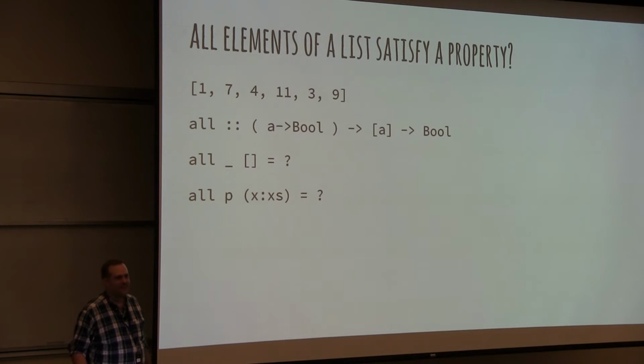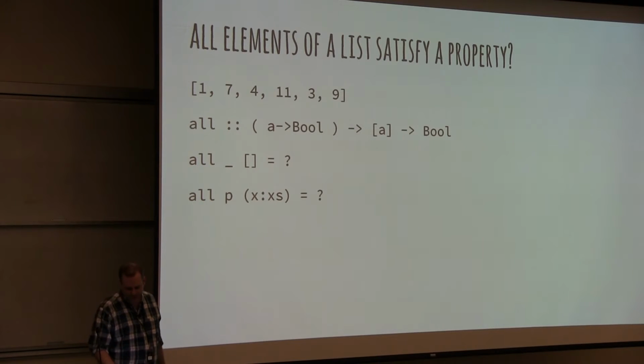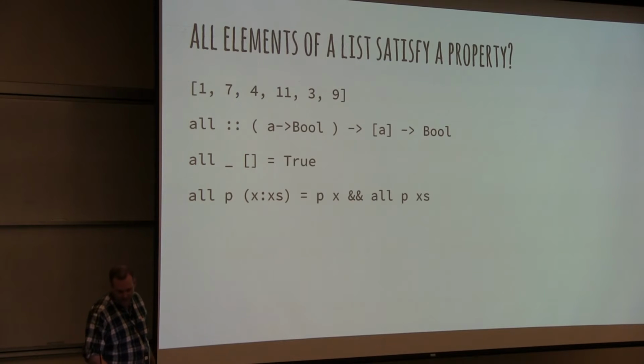Somebody wants to try this? Yeah? True for the first. Yeah. The first one is always true. The empty list fulfills all the properties you want to ask. And the second one? p of x and all p of xs. Yeah. I mean, it's the same scheme we were using. We just need to check the element and the rest of the list.